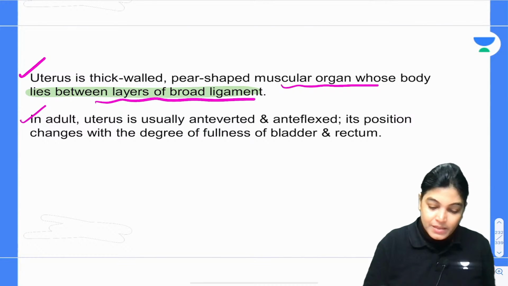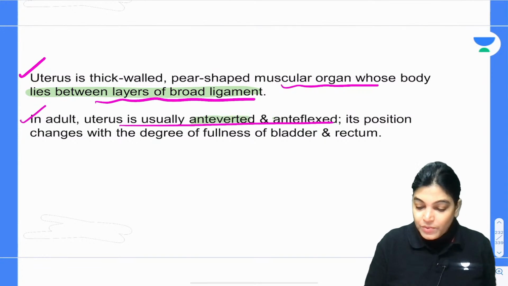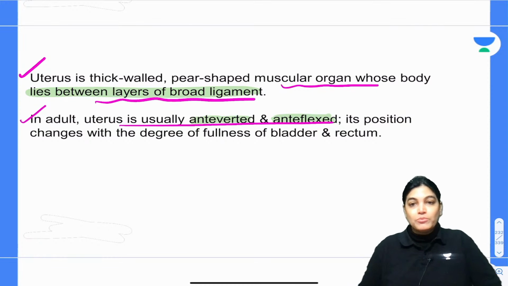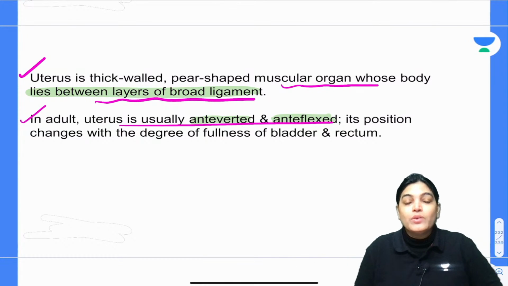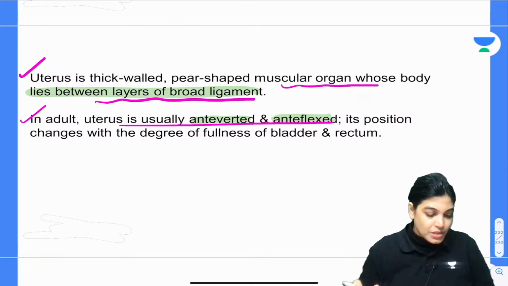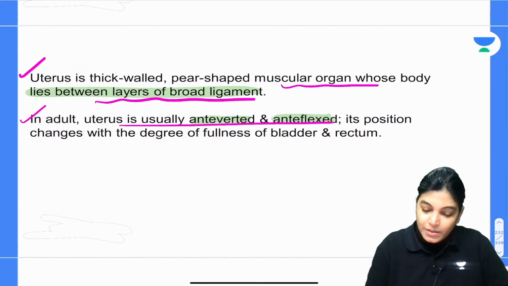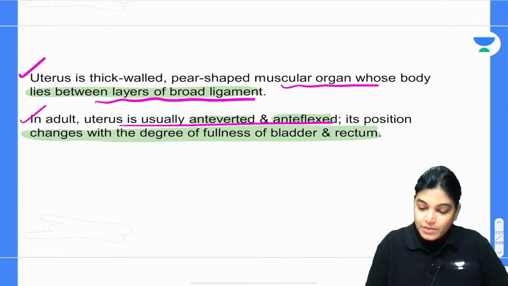Now my dear aspirants, in adults the normal position of the uterus, as I told you, is anteverted and anteflexed. Anteverted is about 90 degrees, anteflexed about 140 to 170 degrees. That is the forward angulation between the long axis of the uterus, the cervix and the vagina angle anteriorly being anteverted. We are not going into the details of that description. Also, as I told you, with the fullness of the bladder and rectum, the position of the uterus varies.